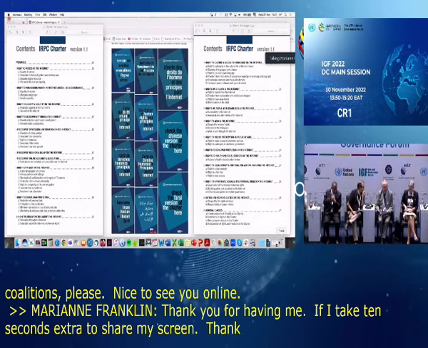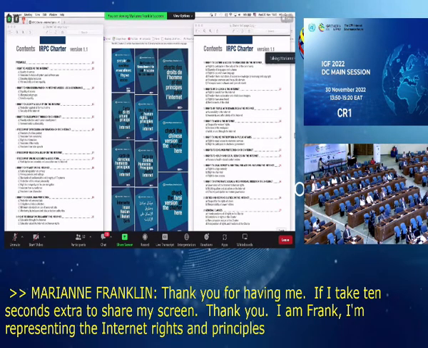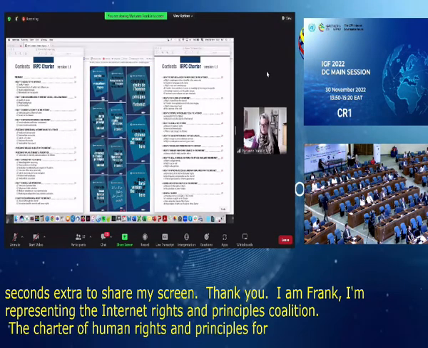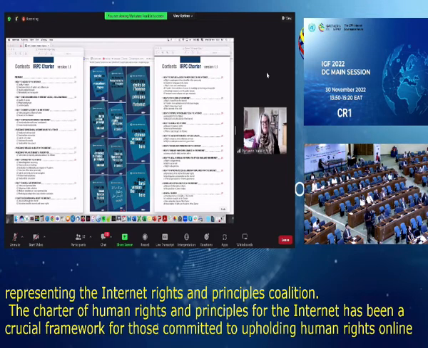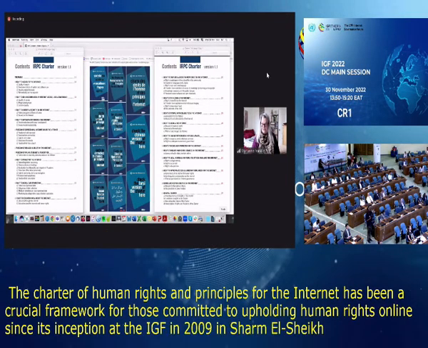I'm representing the Internet Rights and Principles Coalition. The Charter of Human Rights and Principles for the Internet has been a crucial framework for those committed to upholding human rights online since its inception at the IGF in 2009 in Sharm el-Sheikh and the publication of the Charter and 10 Principles in 2011.